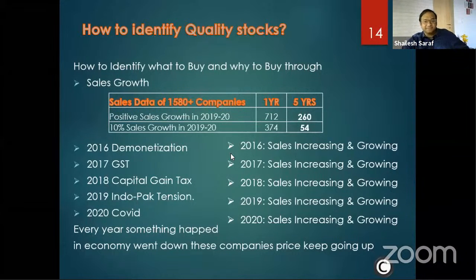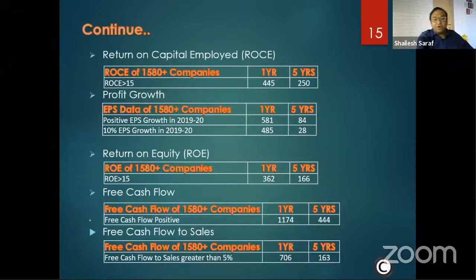Okay, now profit growth. For 10% profit growth, only 485 companies can do it, but only 28 companies can do profit growth for 5 years consecutively. Now, there is sales growth, but for profit growth, there is so much competition. The economy is bad, but the company is able to do profit growth. So that is another very major area which defines the quality of the company. That means despite the economy, the company is able to do profit growth. So that is the second parameter.